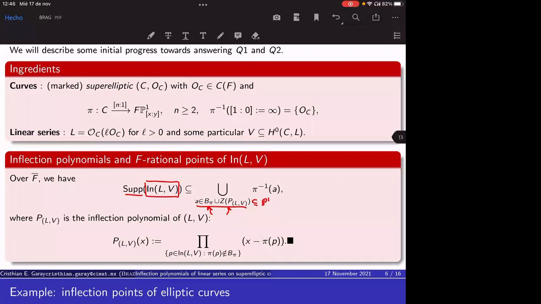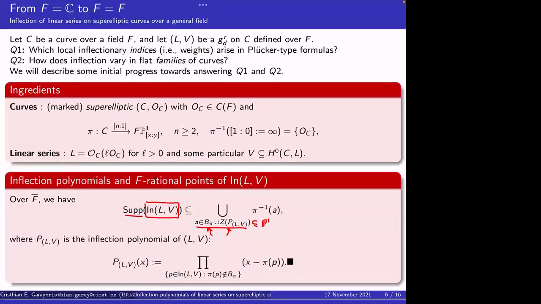And I repeat for you here the definition of inflection polynomial: it is just the product of all the linear factors varying over the projections of the inflection points of your linear series, right? So this is somehow like a tautology. I am defining the inflection polynomial so that it keeps track of the inflection points. But the point here is that we have strong statements about the structure of these polynomials. So it is not the definition. What is interesting is the properties that these guys have.